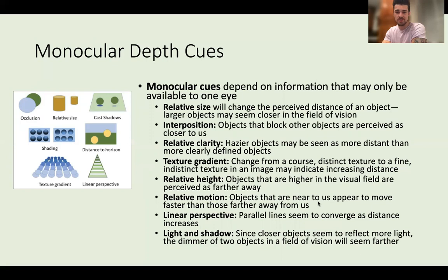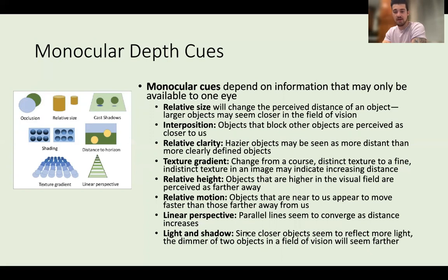Relative motion: objects that are near to us appear to move faster than those farther away from us. If you're at a train station, you could see a train passing by. It'll seem really quick. But if you look up at an airplane, it seems like it's going much slower because it's farther away. But in reality, it is absolutely not going slower, of course.